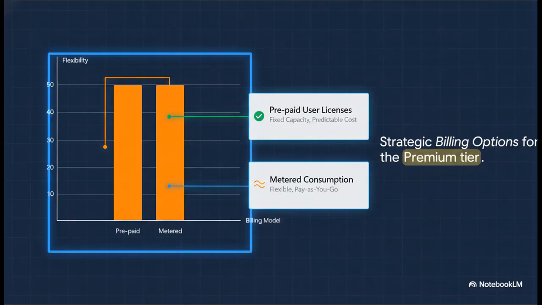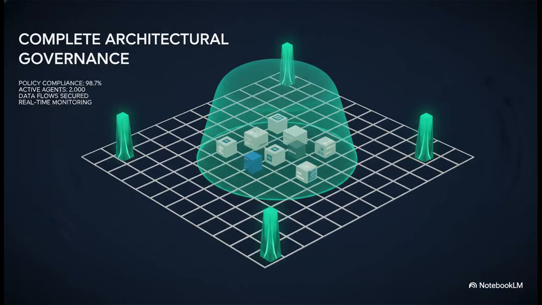And specifically for that premium tier, you've got some very strategic financial governance controls. You can opt for prepaid user licenses if you want a totally predictable cost structure for a set capacity, or you can go with metered consumption, which is a flexible pay-as-you-go model for varying needs. This setup ensures that businesses can align their expenses perfectly with actual real-world usage without getting locked into massive, restrictive yearly commitments.